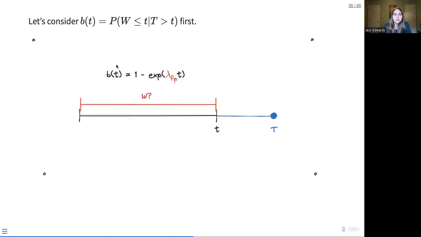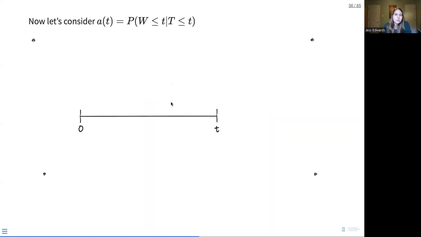We can specify this function B by only specifying the false positive rate if we assume that the false positive rate is constant over time. A is a little bit trickier because when we're thinking about A, the true time to the event has happened in between time 0 and the time t where we're thinking. And so A really has 3 components.